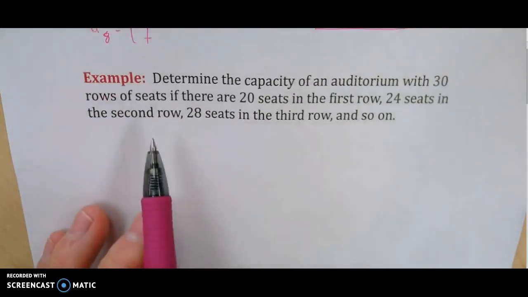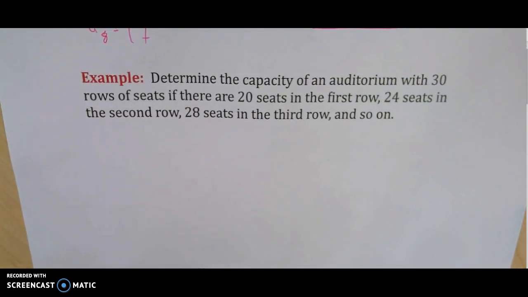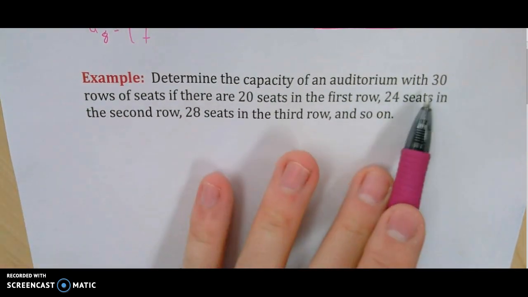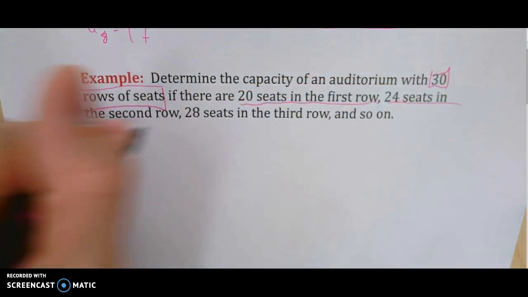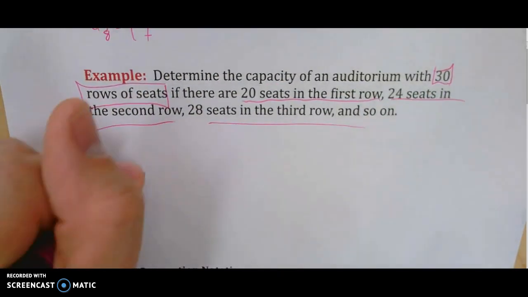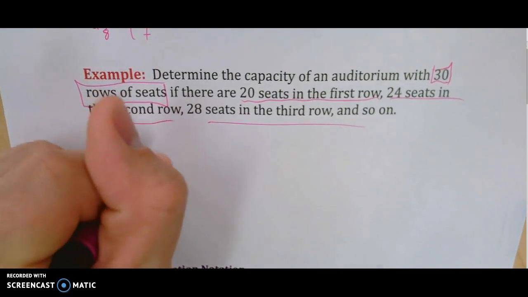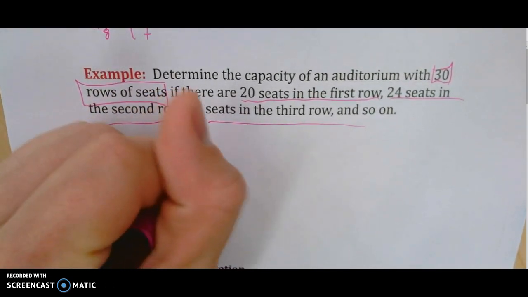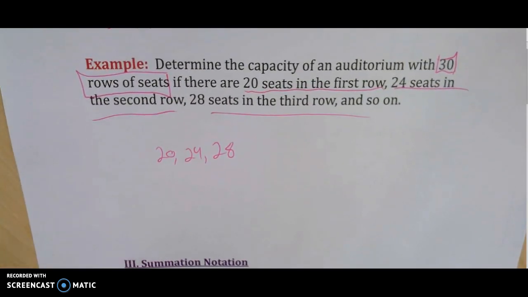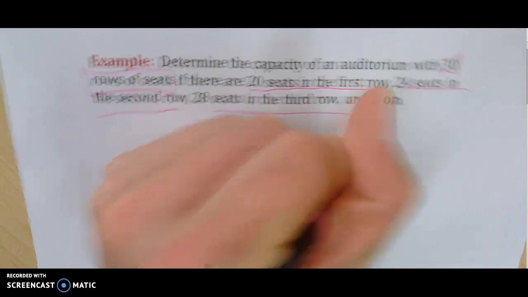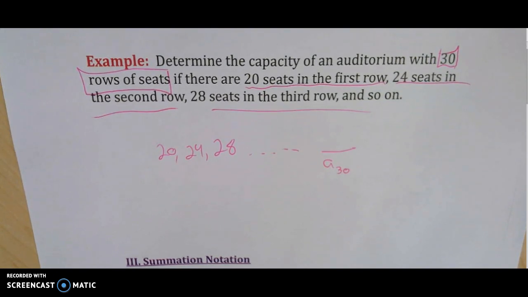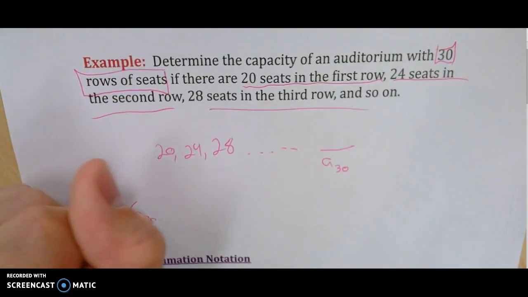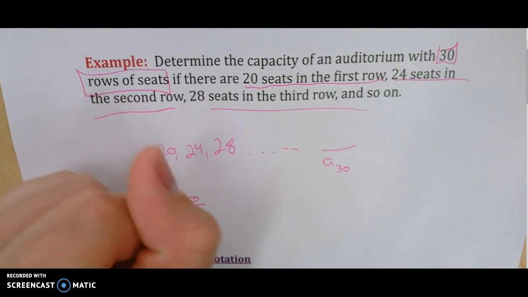All right, next, determine the capacity of an auditorium with, let's see, 30 rows of seats. Okay, so this is going to be important, 30 rows. And it says we have 20 seats in the first row, 24 in the second, 28 in the third, and so on. So they're giving us a pattern here of 20, 24, 28. It looks like we're jumping up by 4 each time. And we want to figure out all the way to the 30th term, aka the 30th row, what would that sum be? All right, so the sum of the first 30 rows equals 30 over 2, or 15.